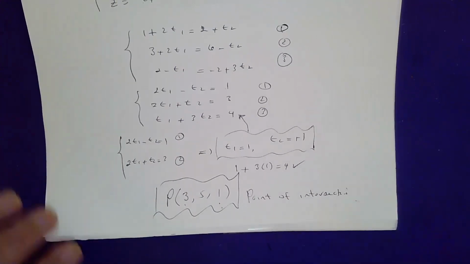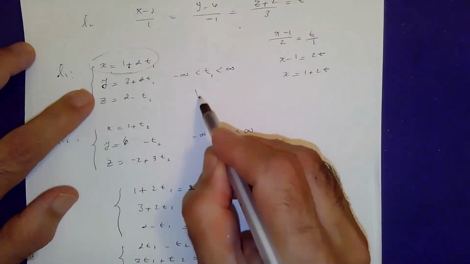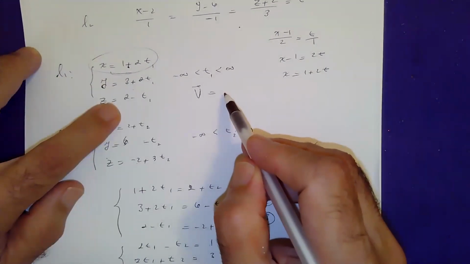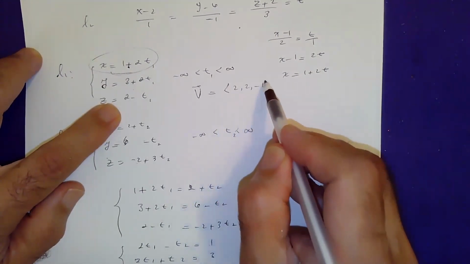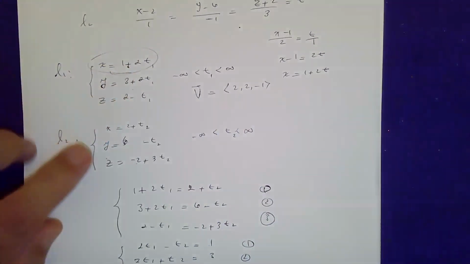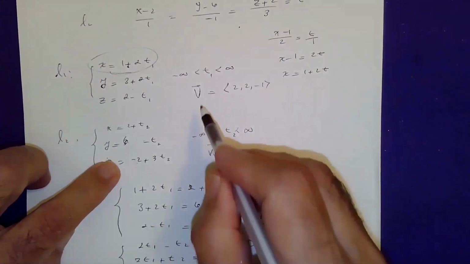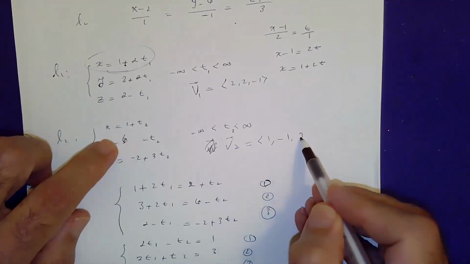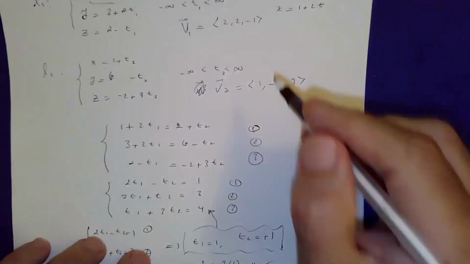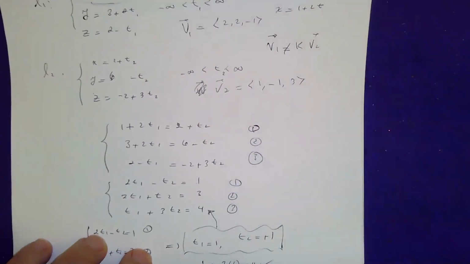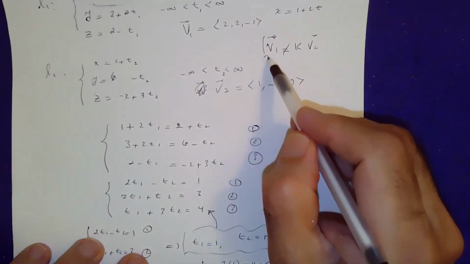How could you tell if the lines are not parallel? Well, let's see now. We talked about this. What is the vector parallel to this line? What is the direction of this line? It's 2, 2, negative 1. How did you know that? Those are the coefficients of the parameter. What is the direction of this line? Let's call this V1 and this V2. That would be 1, negative 1, 3. I don't see that V1 is any scalar multiple of V2. Therefore, what? They are not parallel.